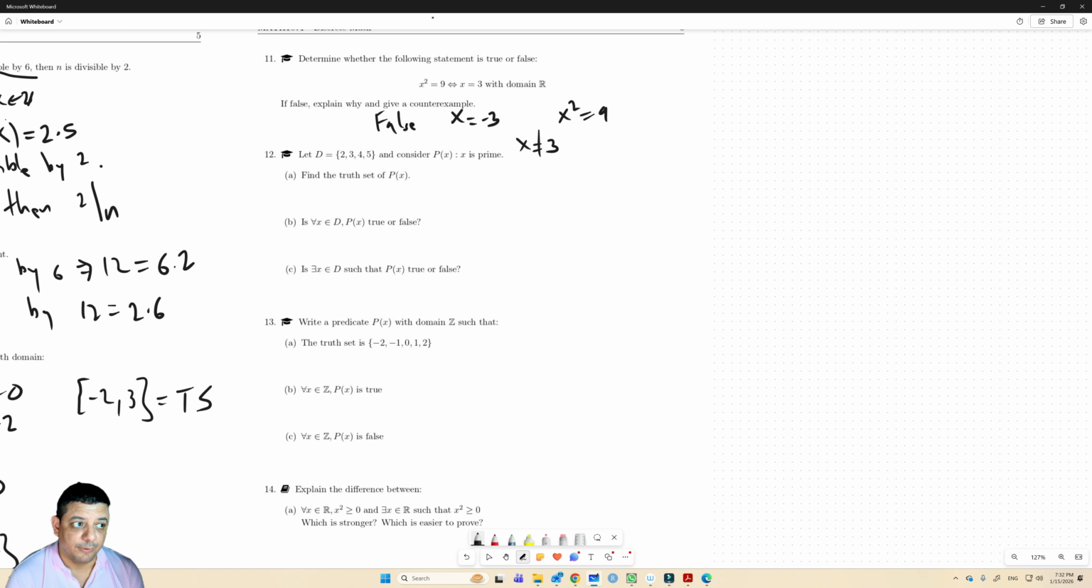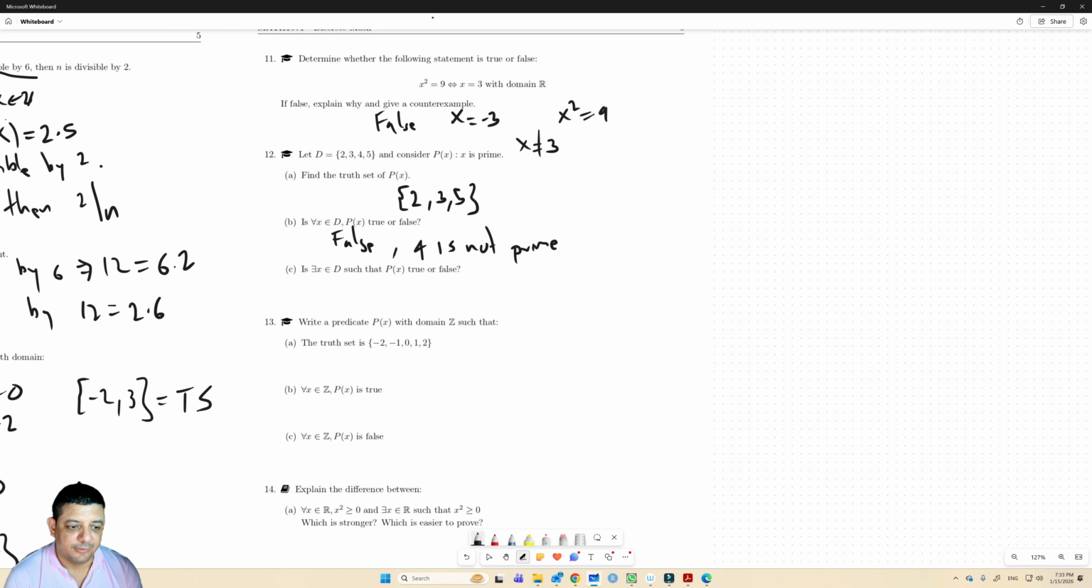Number 12, we have 2, 3, 4, 5. Consider p of x be the predicate x is prime. So let's find the truth set of p of x. Well, the primes here will be 2, 3, and 5, since 2, 3, and 5 are the prime numbers. For all x that belongs to D, is p of x true or false? Well, the answer is false because 4 doesn't work. Four is not prime.